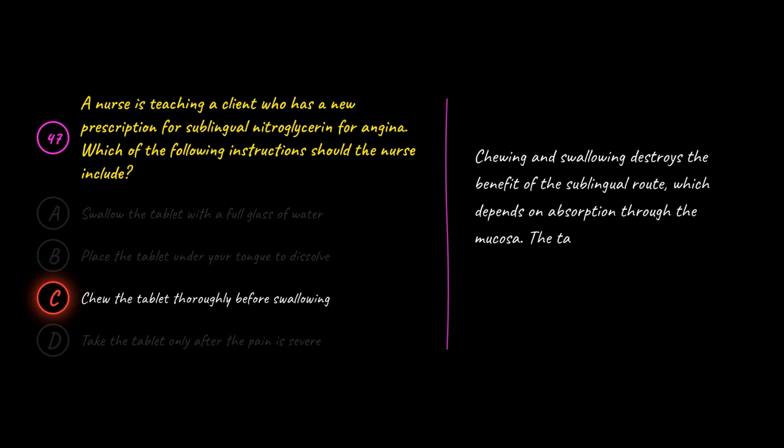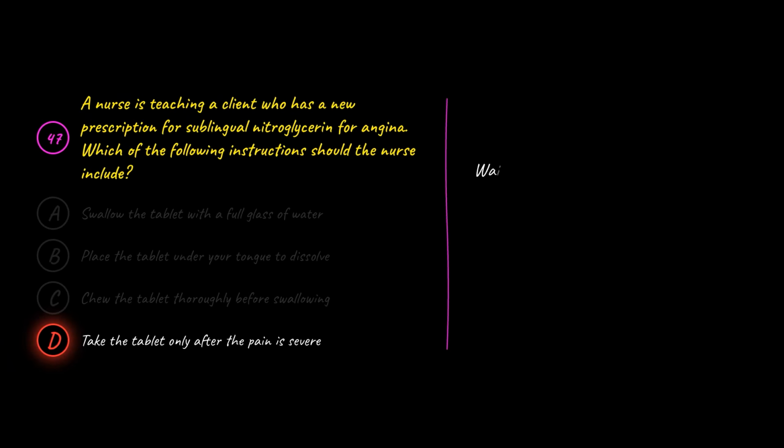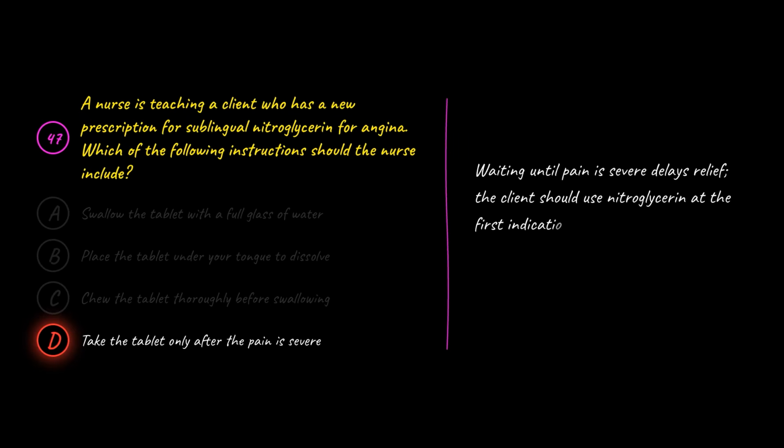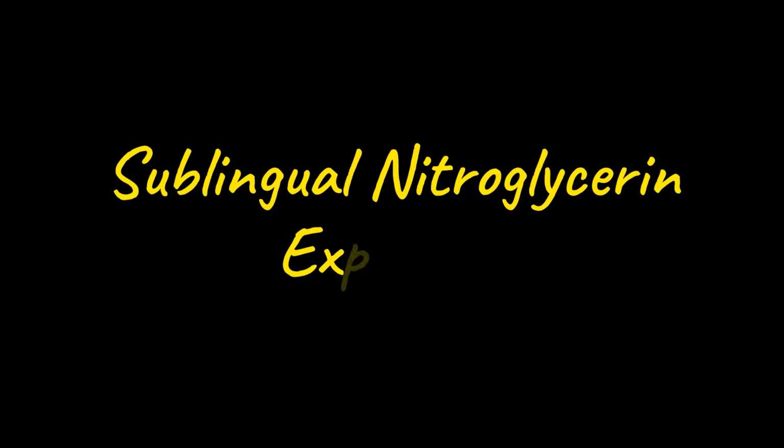The tablet should be placed under the tongue, not chewed, so it can act rapidly on the chest pain. D is wrong because waiting until pain is severe delays relief. The client should use nitroglycerin at the first indication of chest pain. The correct technique is to let the tablet dissolve under the tongue promptly, rather than holding off until pain peaks.